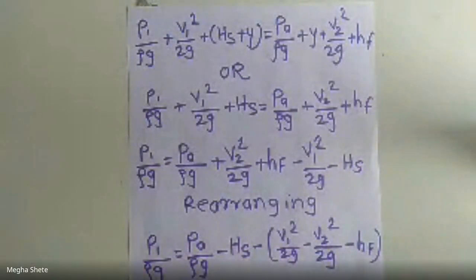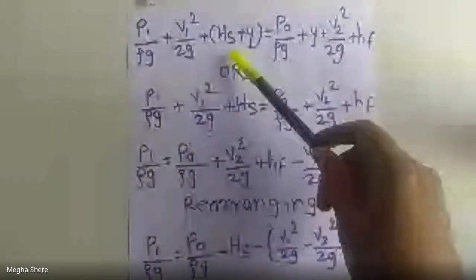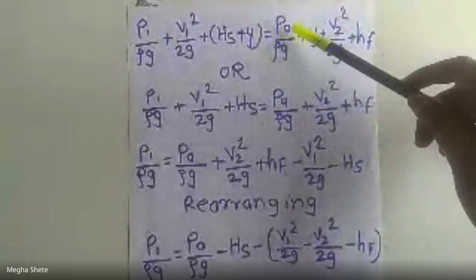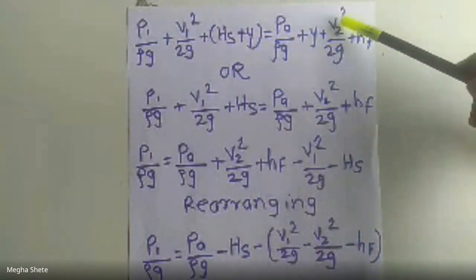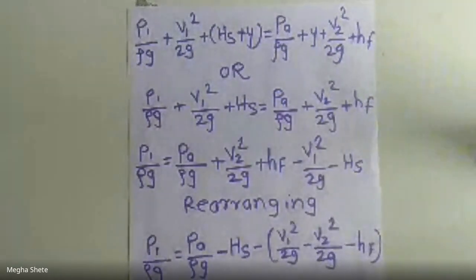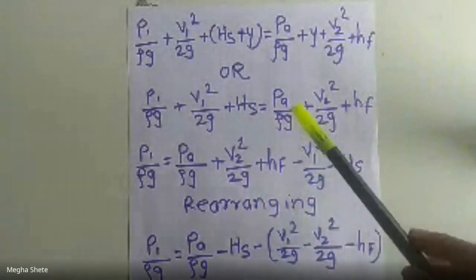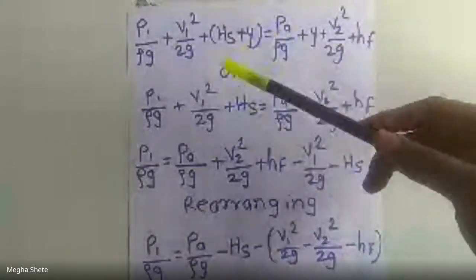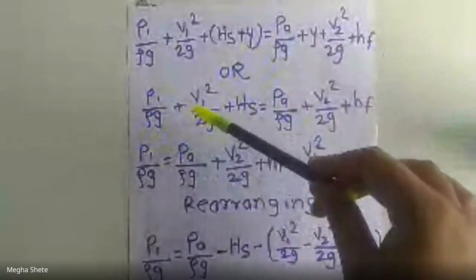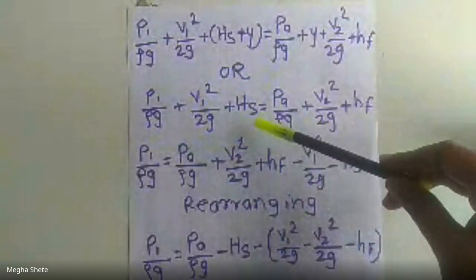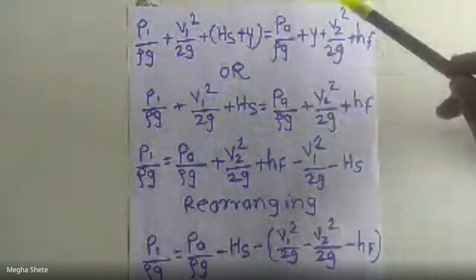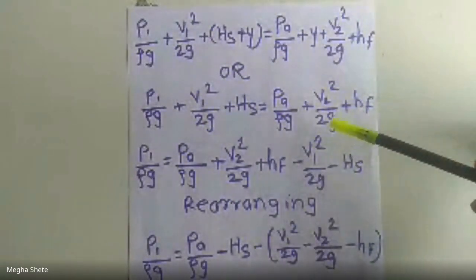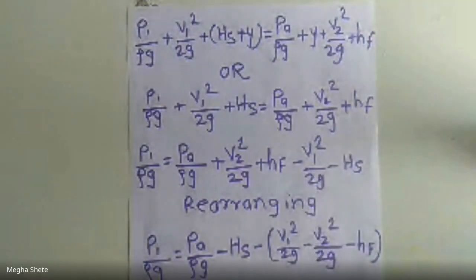Now equating the two equations, P1 by rho g plus V1 square by 2g plus Hs plus Y is equal to PA by rho g plus Y plus V2 square by 2g plus HF. Cancelling the common term, that is Y, we will write the equation as below. P1 by rho g plus V1 square by 2g plus Hs is equal to PA by rho g plus V2 square by 2g plus HF.